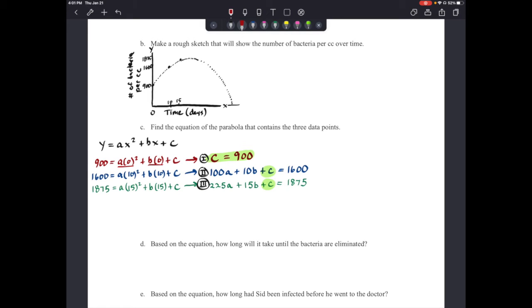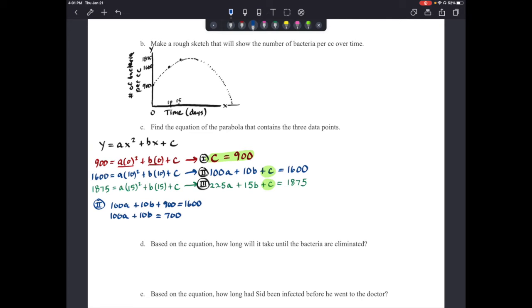All right, so for our equation 2, we're just taking it here. We've got 100a plus 10b plus 900 equals 1600. And I'll go ahead and subtract the 900 from each side. So that equation is now going to be 100a plus 10b is equal to 700.